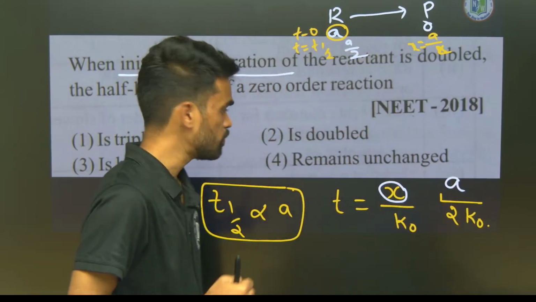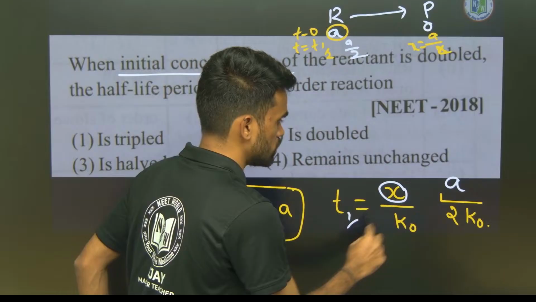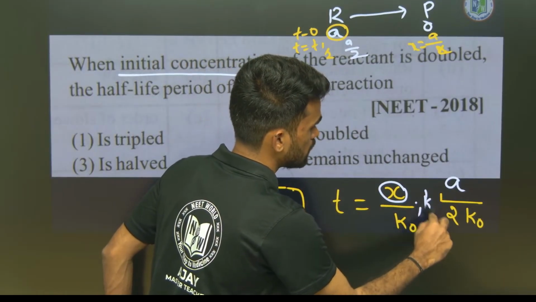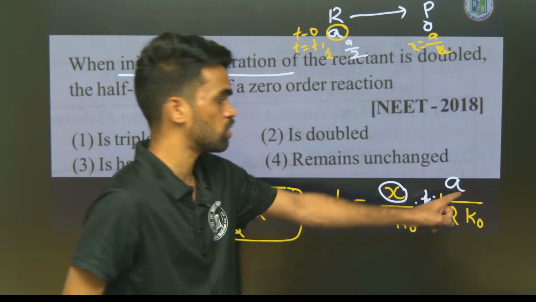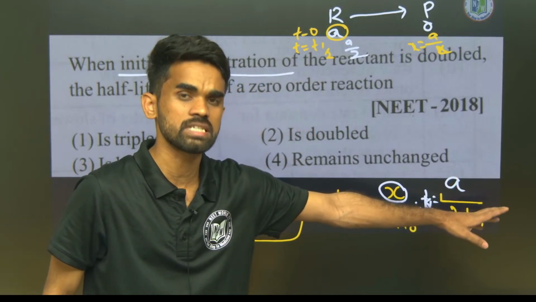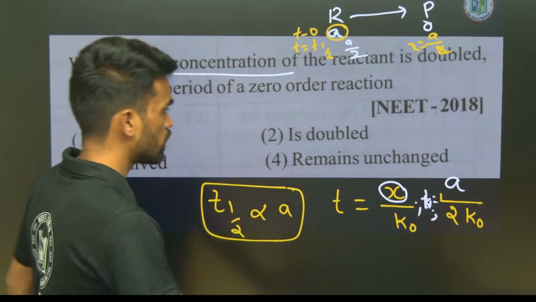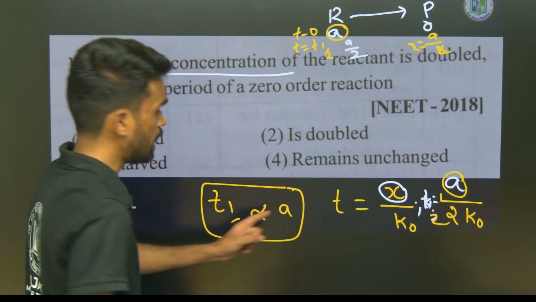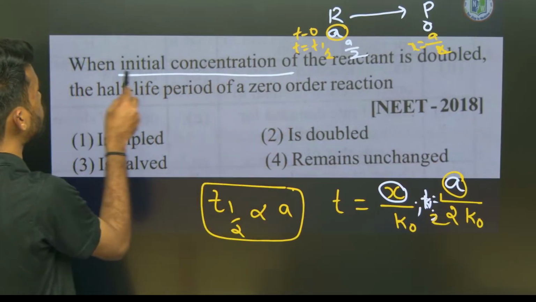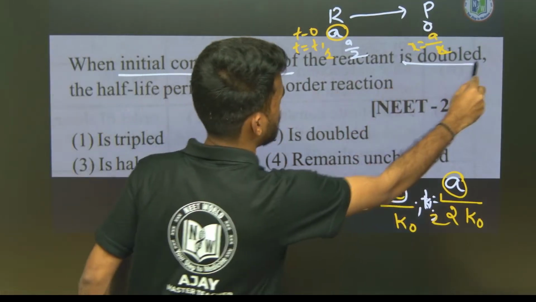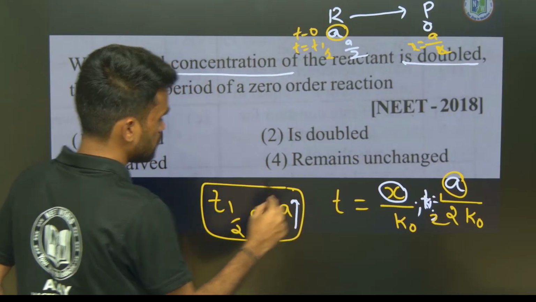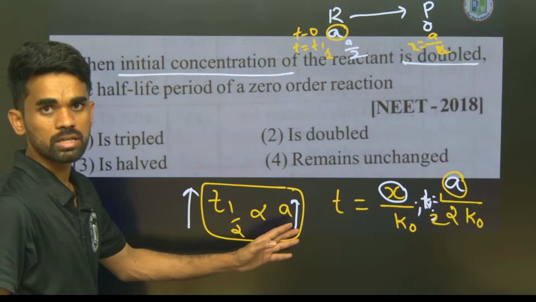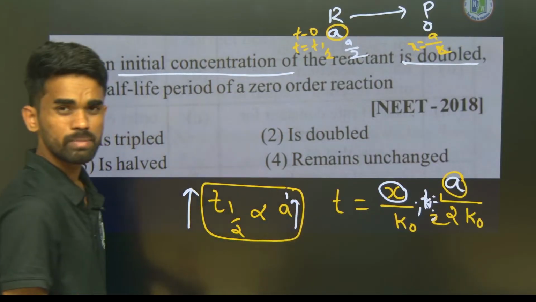So I can take X equals A by 2 into K naught. Now this is the T half of a reaction. From this only we got T half of a reaction. T half is equal to A by 2 K naught for a zero order reaction. So how is T half related to initial concentration? Directly proportional. So when the initial concentration is doubled, if A is doubled, T half also doubles, because they are directly proportional with power 1.